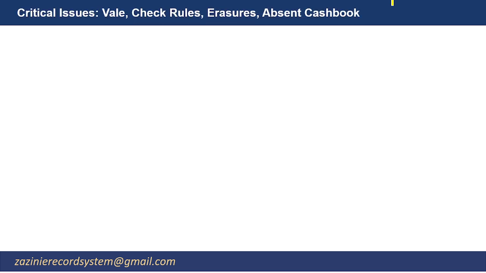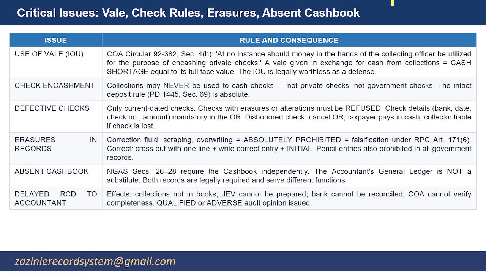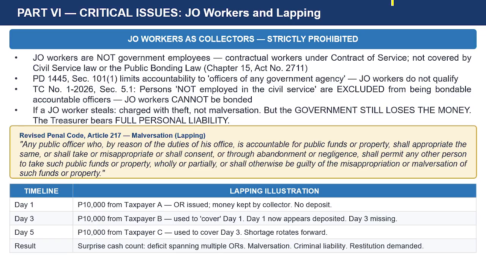Special attention on one of the most dangerous and easily concealable forms of fraud: lapping. Article 217 of the Revised Penal Code defines malversation as misappropriation of public funds by an accountable officer, and lapping is one of the most common mechanisms.